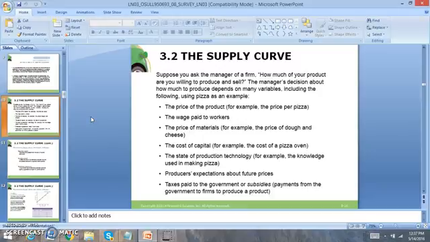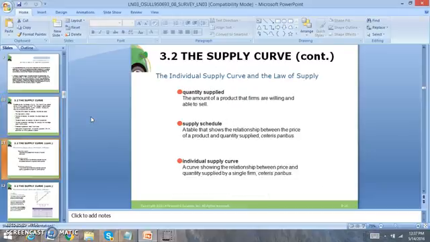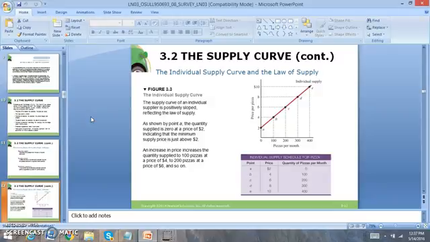Now when we look at supply, it's dealing with firms. And let's go to the graph right here. When you look at the supply curve, you notice it's an upward sloping curve between the price of a product and quantity supplied. You'll notice that firms are more willing to supply at higher prices rather than lower prices.